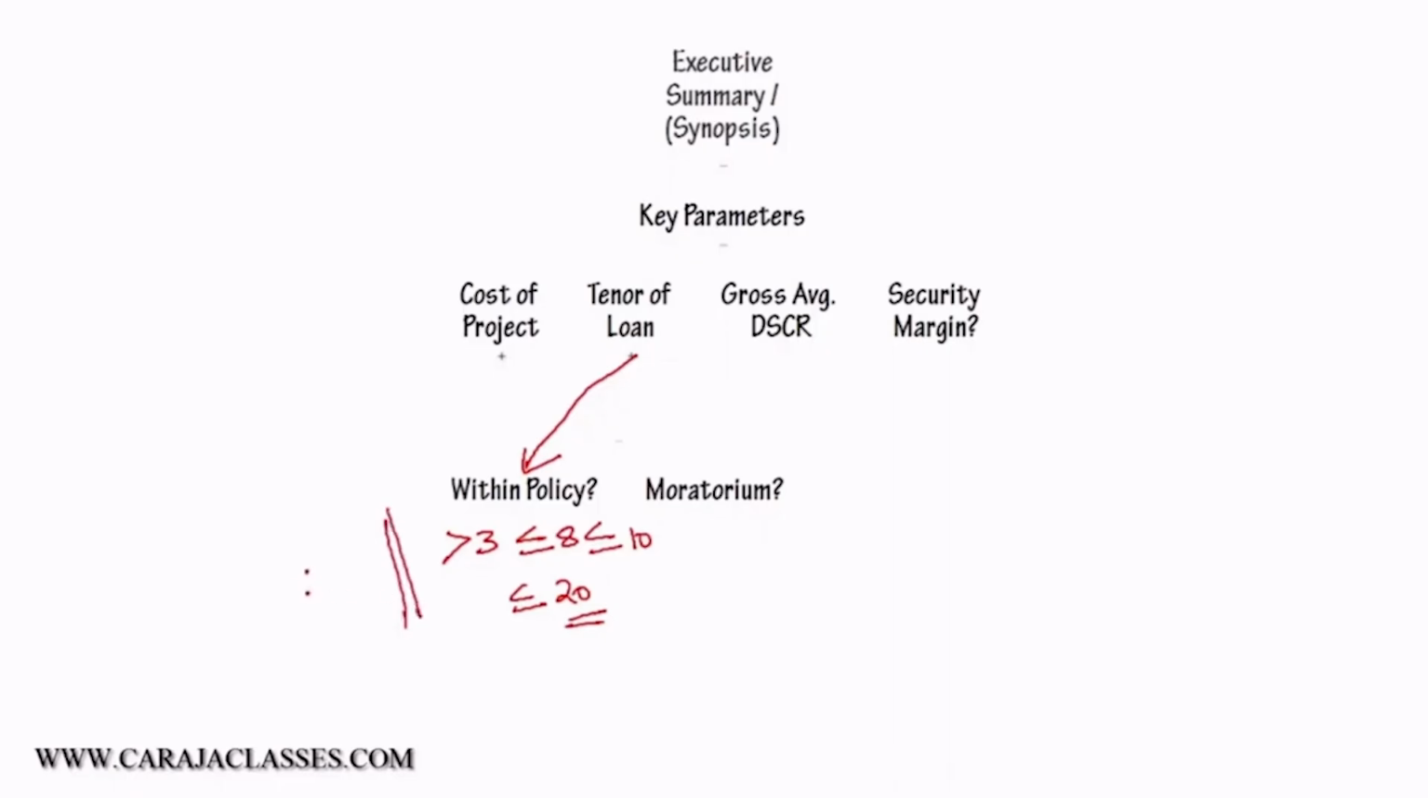Then tenor of the loan, whether the tenor of the loan is within policy, because as I told you, it can be for a period greater than 3 years, but let's say up to 8 years or up to 10 years, and for infrastructure projects it can go up to 20 or 25 years as the case may be. So if the borrower is insisting on a tenor greater than 8 years or greater than 10 years, then it is actually a deviation from the loan policy guidelines of the bank.